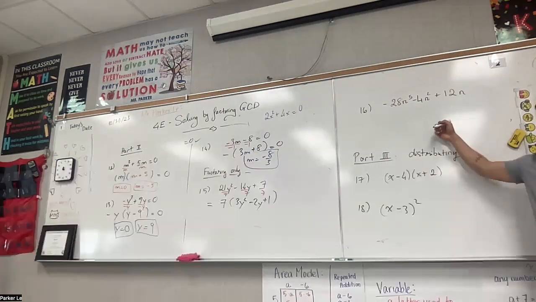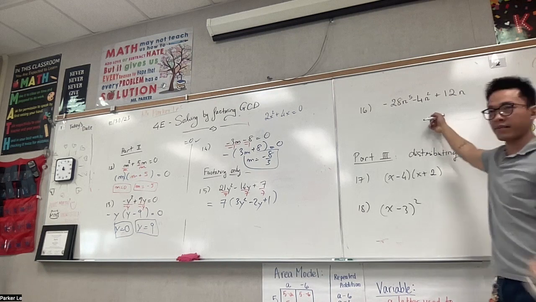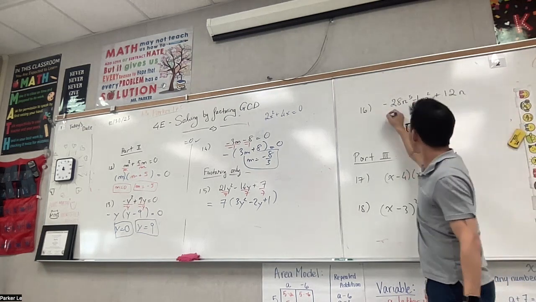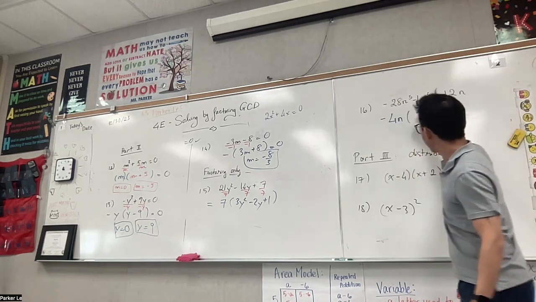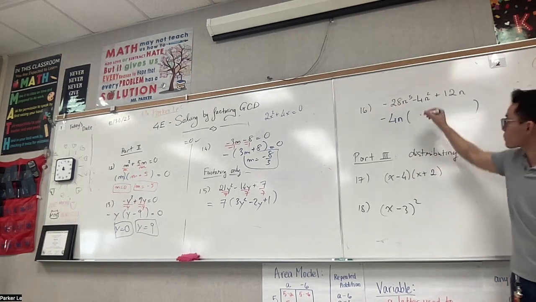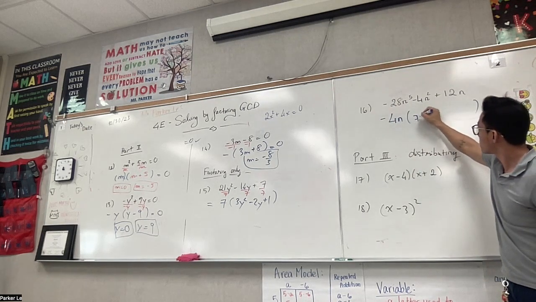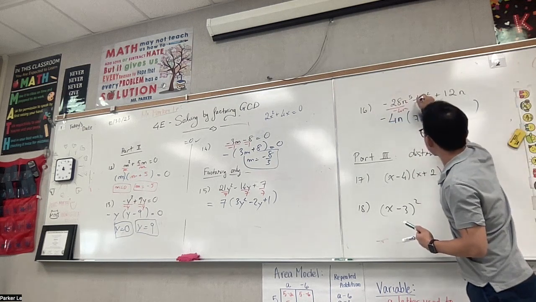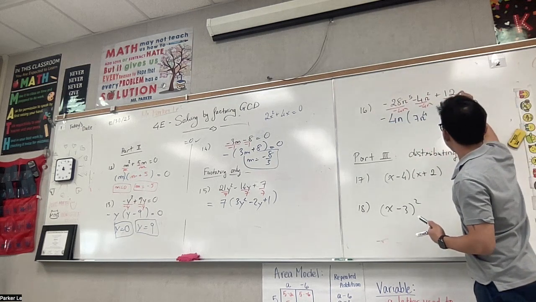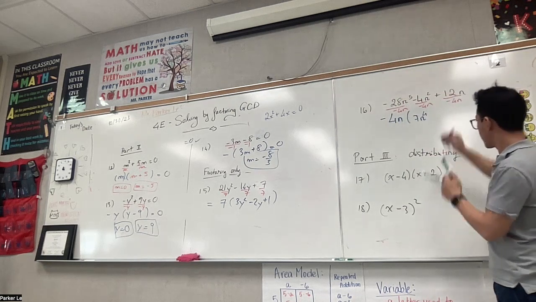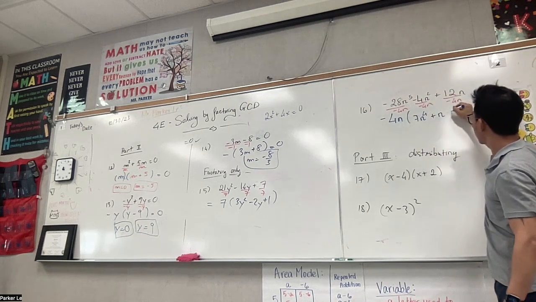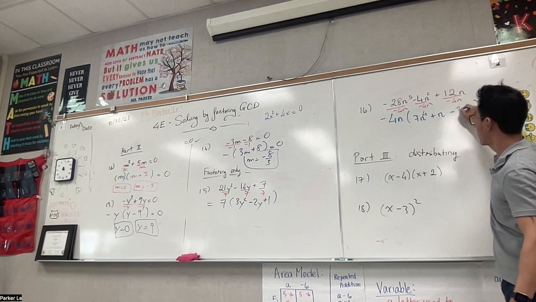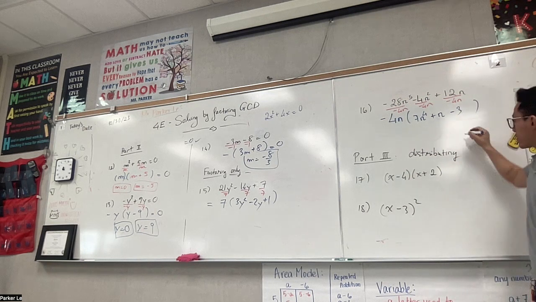Number 16. Negative 4n. Very good. Good. Plus 10. Minus 3.